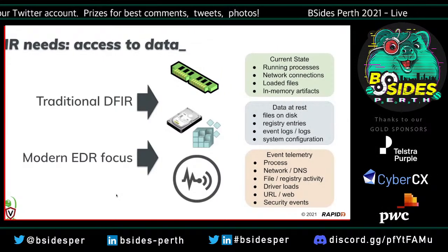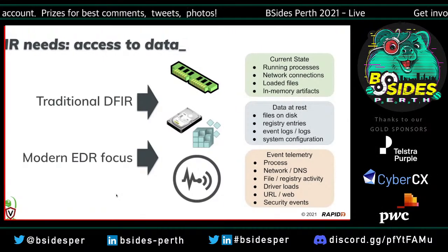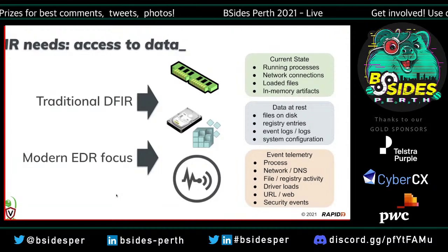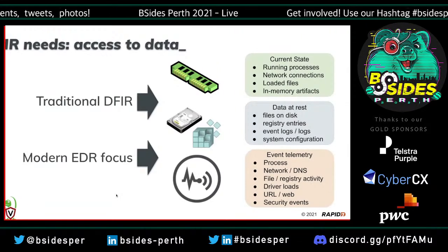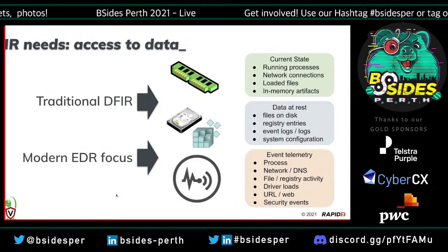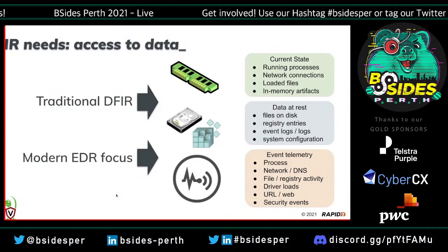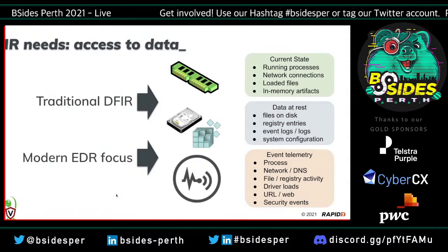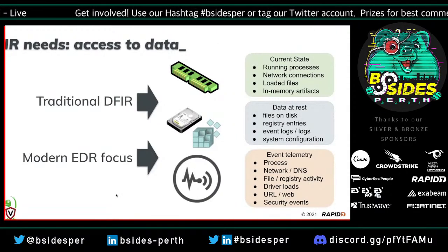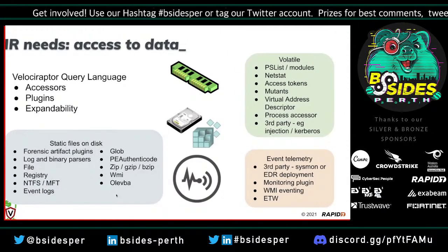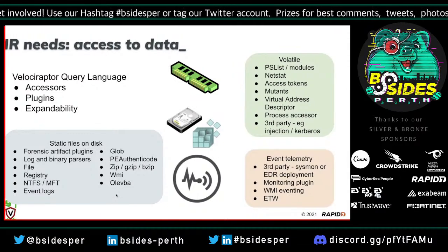And finally, at the bottom, you've got more your modern EDR focus, which for the most part is heavily process focused, but essentially it's that telemetry that gives you a view on active threat. And all three of these are critical to do effective IR nowadays on the endpoint. And this is how Velociraptor covers these use cases.